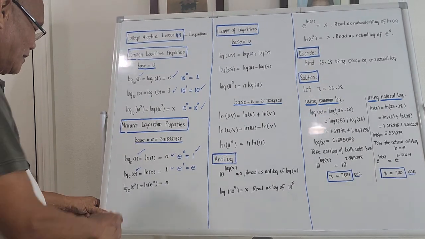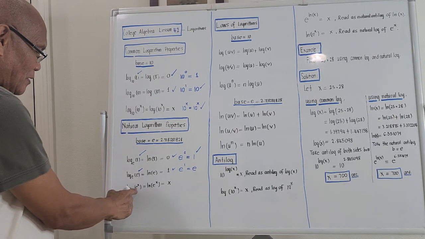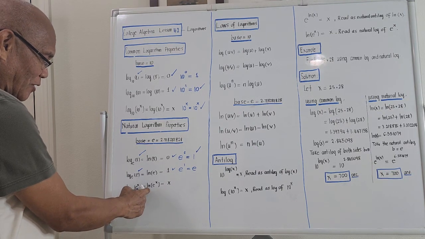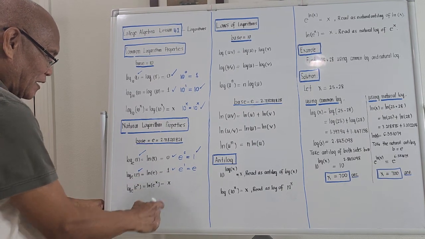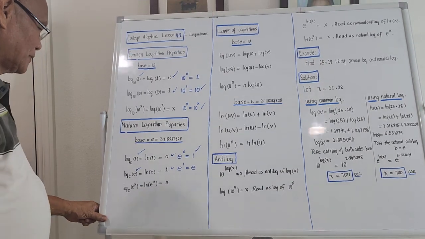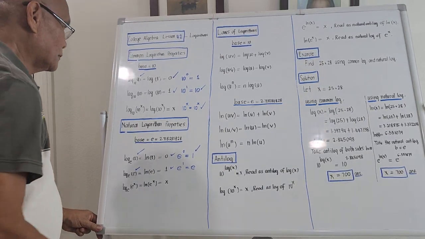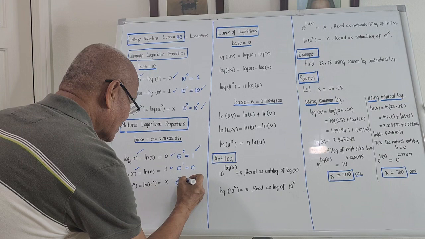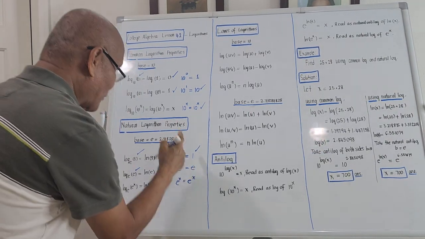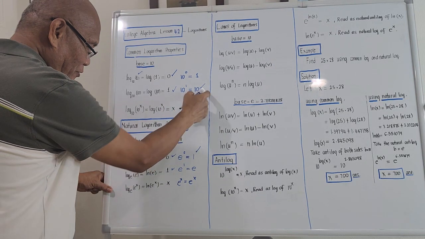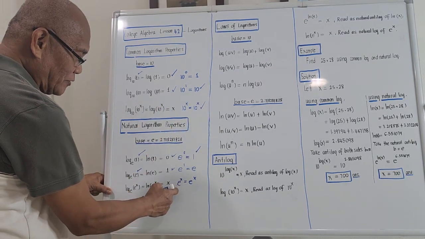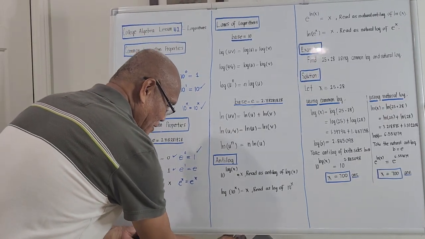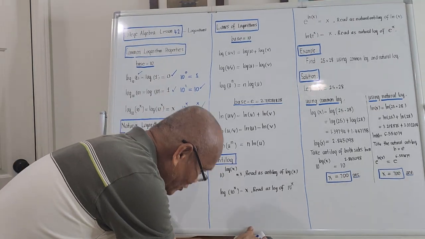How about the last one? The logarithm of e to the x with the base e. The other way to write this one will be the natural logarithm of e to the x, and this should be equal to e to the x. If from the common logarithm 10 to the x is equal to 10 to the x, for the natural logarithm e to the x should be equal to e to the x. Okay, those are the properties. Those are the properties which we should memorize.